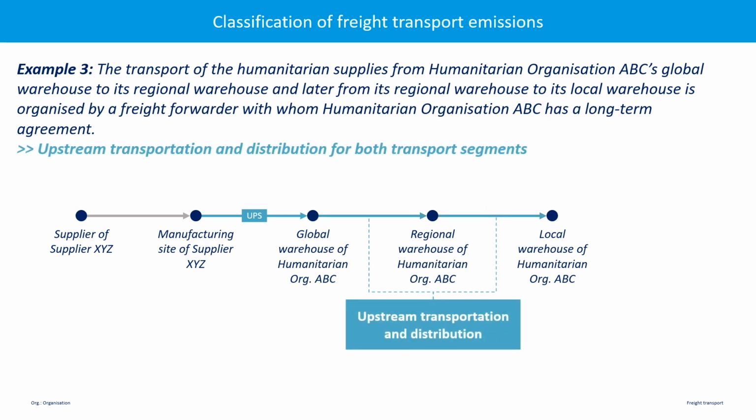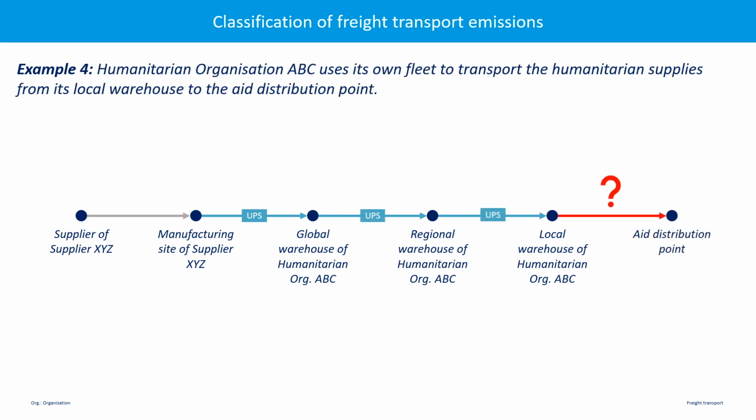These emissions belong to the upstream transportation and distribution emissions category. Why? Well, because one, again, transport is done by an external party, so by vehicles not owned by humanitarian organization ABC. Two, it's a typical commercial service, so humanitarian organization ABC pays the freight forwarder. And three, the transport happens between humanitarian organization ABC's own warehouses.